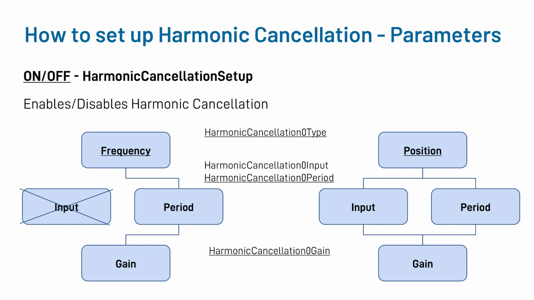Now I know that was a lot of information all at once on the parameters, but here we can see a quick diagram showing which parameters need to be set up based on the type of harmonic cancellation that we choose on doing. So we can see for the frequency type of harmonic cancellation, we do not need the input parameter, but we do need to set up the period and then the gain. Likewise, for the position type, we can see that we need to set up both the input and the period parameters.